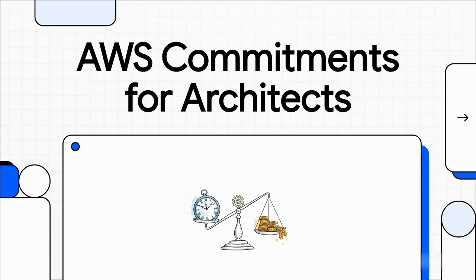All right, let's talk about a topic that is absolutely critical for any architect working in the cloud today, making your AWS bill make sense. We're talking about cost efficiency. And look, this isn't about being cheap, it's about being smart. It's a core part of great architecture. So let's dive right in.